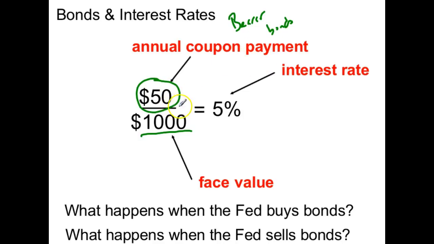So the annual coupon payment on this sample bond is $50. And that means that every year, whoever has this bond in hand gets paid $50, which means they have an annual interest rate of 5%.